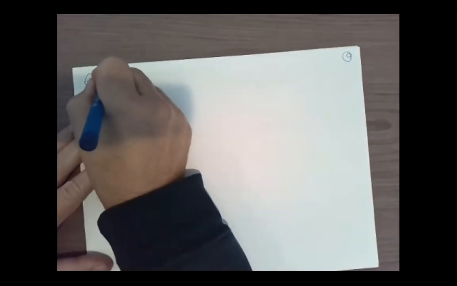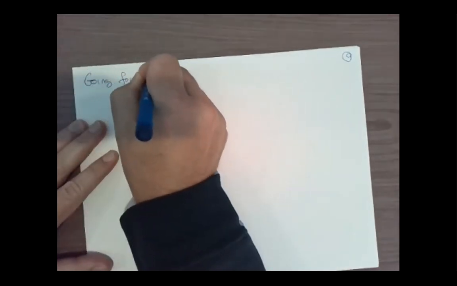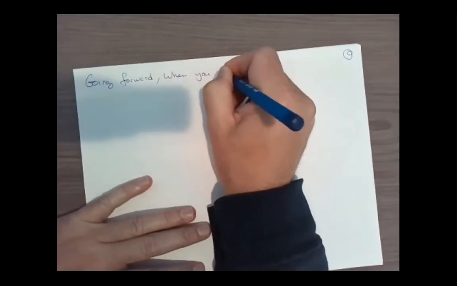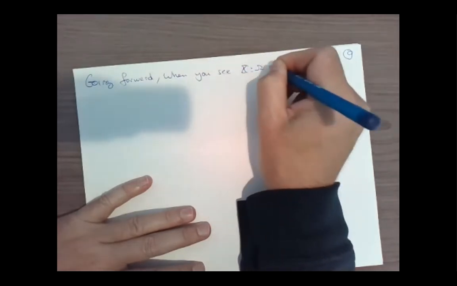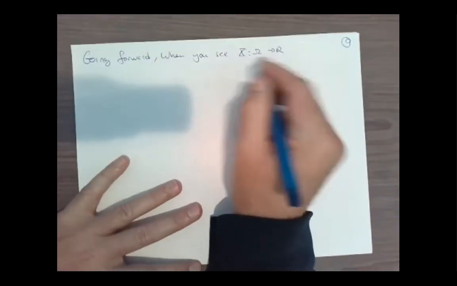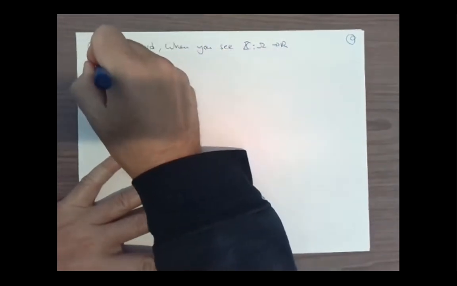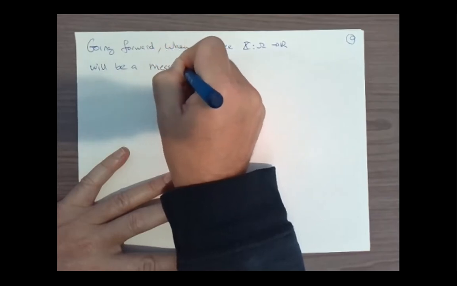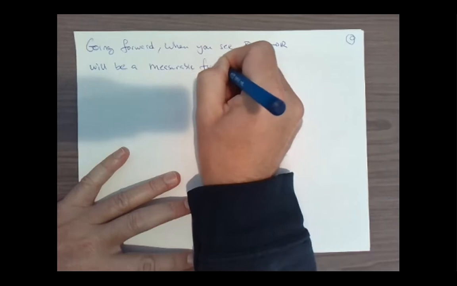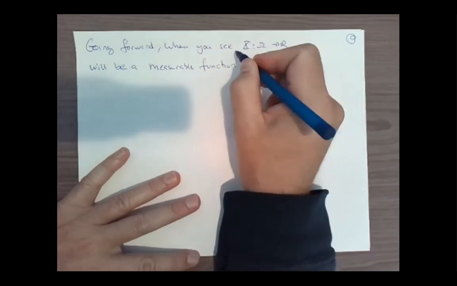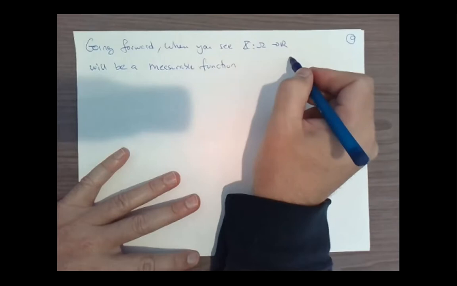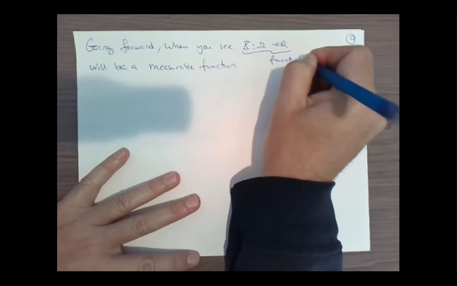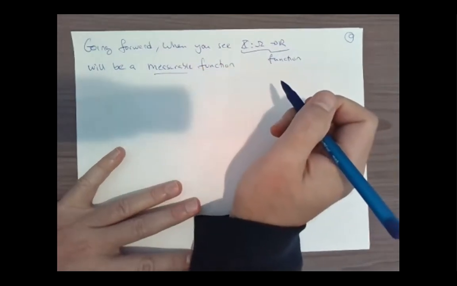Going forward, when you see this symbol, when you see this, it will be a measurable function. Like this symbol here, this just means, strictly speaking, a function. This here means a function. But we're going to have this additional property that it's going to be measurable.